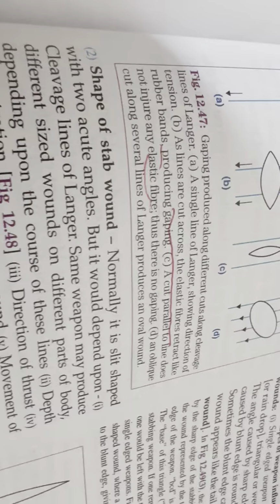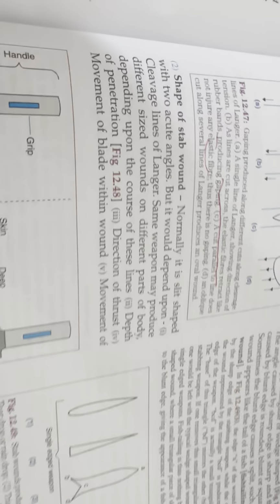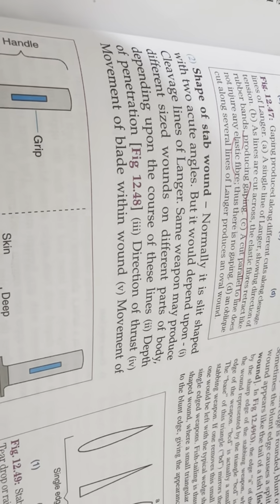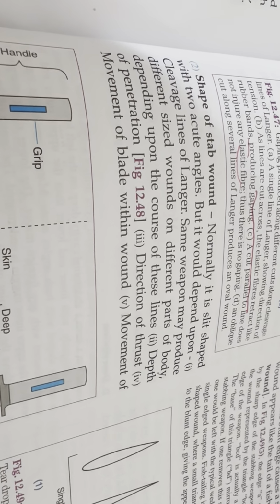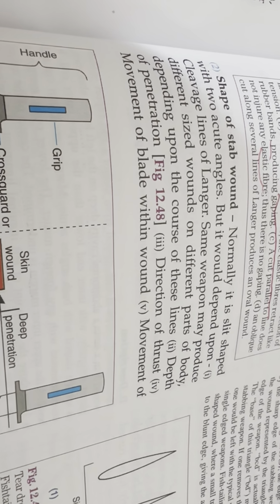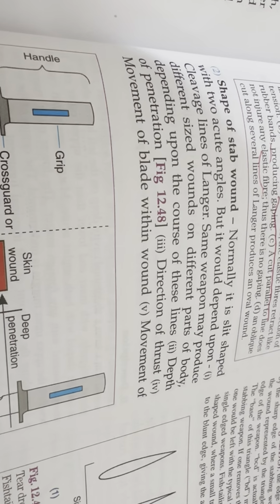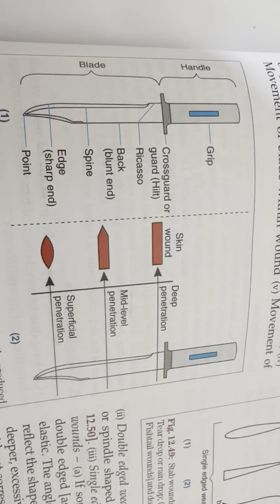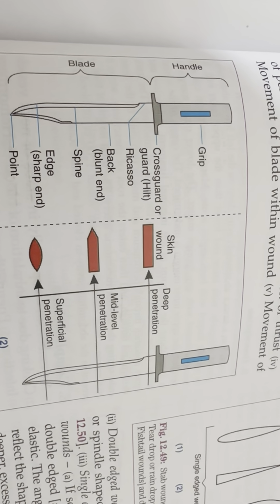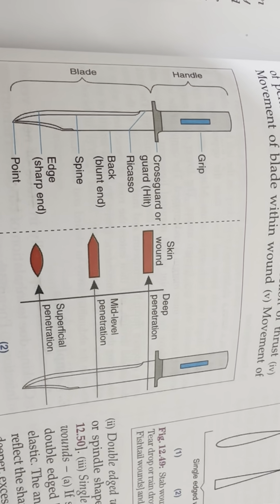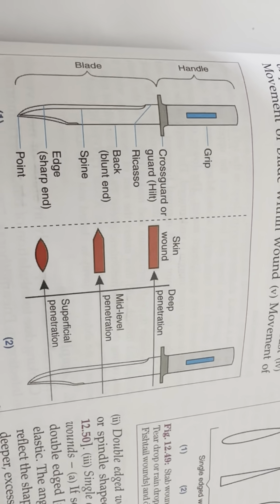Shape of the stab wound. Normally it is slit-shaped with acute angles, but it would depend upon the lines of Langer. The same weapon may produce different sizes of wound on different parts of the body, depending upon the course of the lines, depth of penetration, direction of thrust, movement of blade within the wound, movement of handle, blade, gripper, cross guard or hilt, ricasso, back, blunt and spine edge, sharp edge, deep penetration, level and superficial penetration.